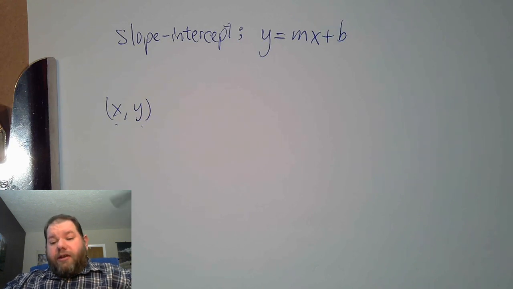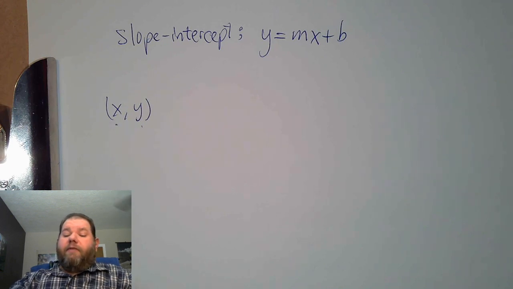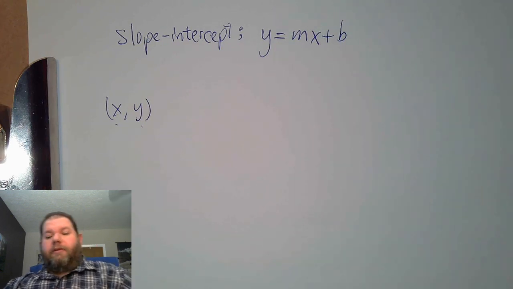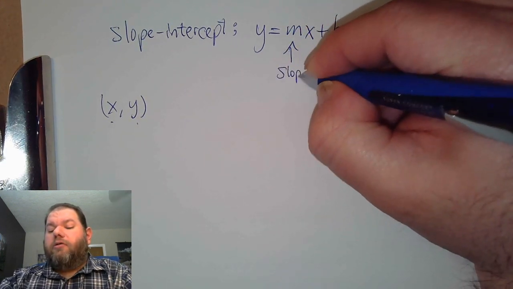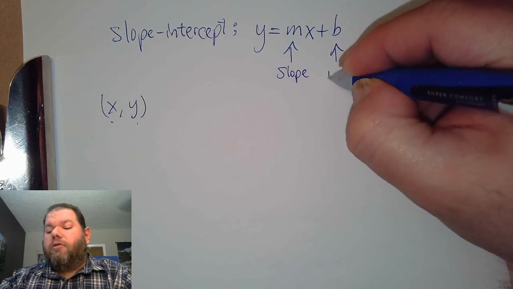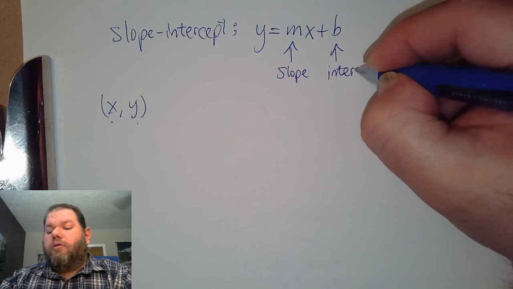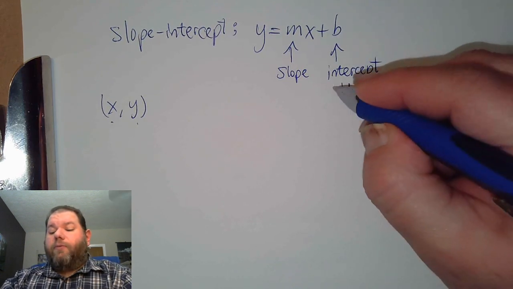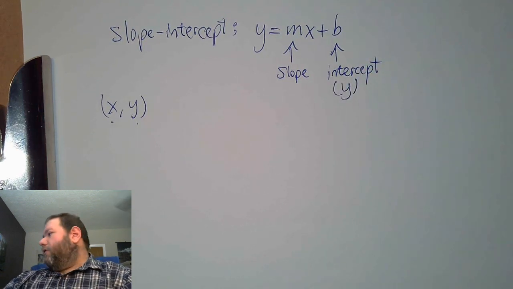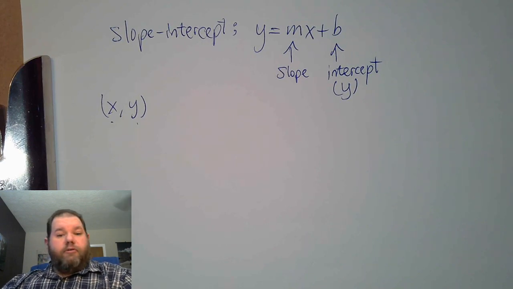So the question then is, how can we graph an equation if we're told its intercept and its slope? Basically, if it's given in the form y equals mx plus b. Now again, when we're told that this is the intercept, this is the y-intercept specifically. That's the point where it crosses the y-axis.